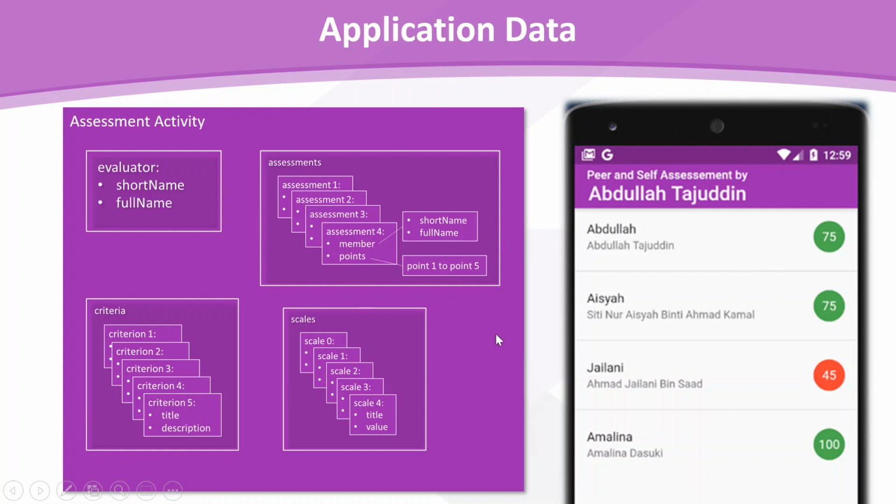I want to point out the application data. This one is just a revisit. This is our data, and all of this will be our model classes. We have several classes here to represent our model or our data: evaluator, criterion, and also scale. And here we have assessment. So we have at least four model classes. For evaluator, this data will be used for the title in the main screen, and also for the next screen.